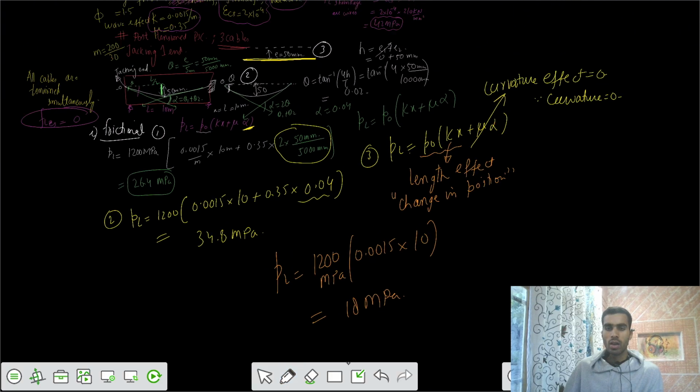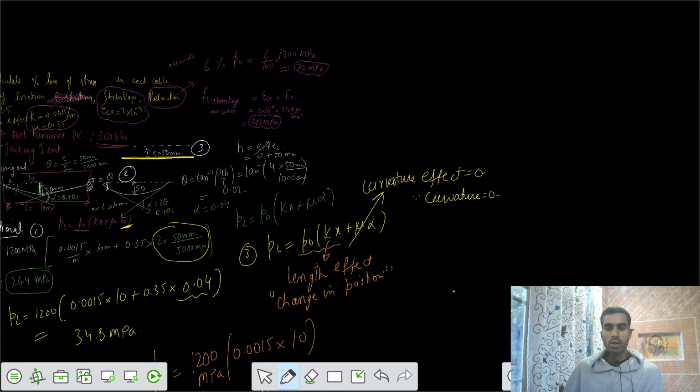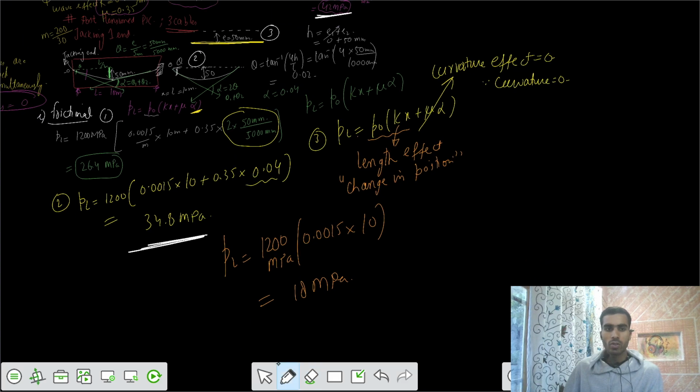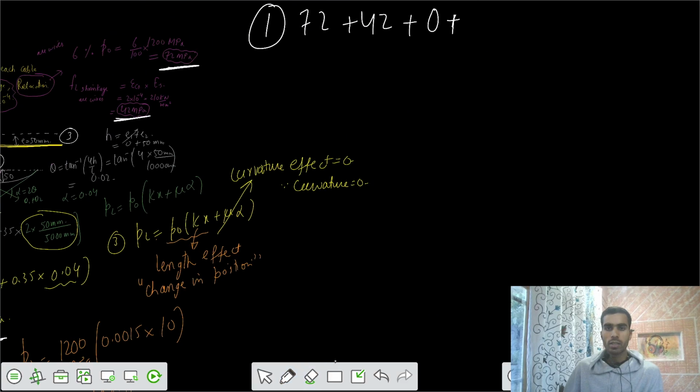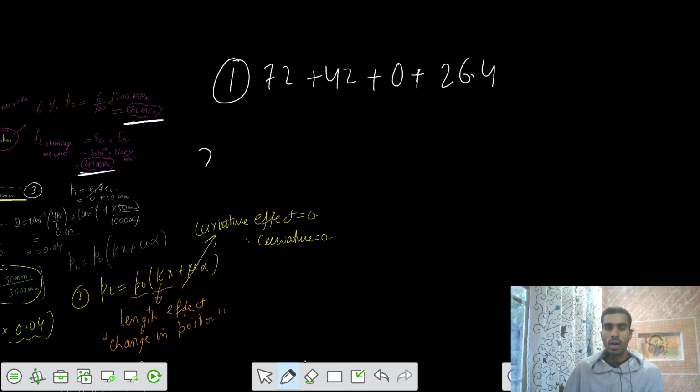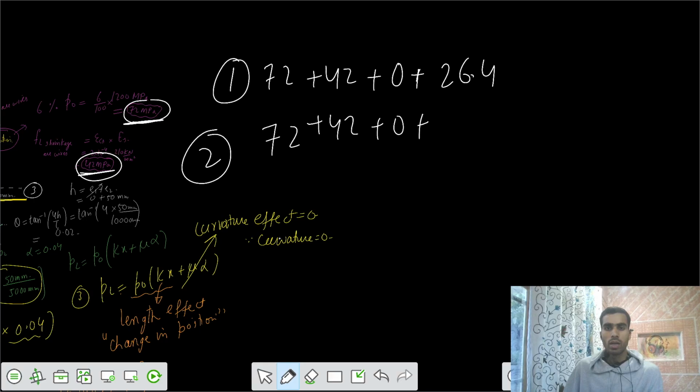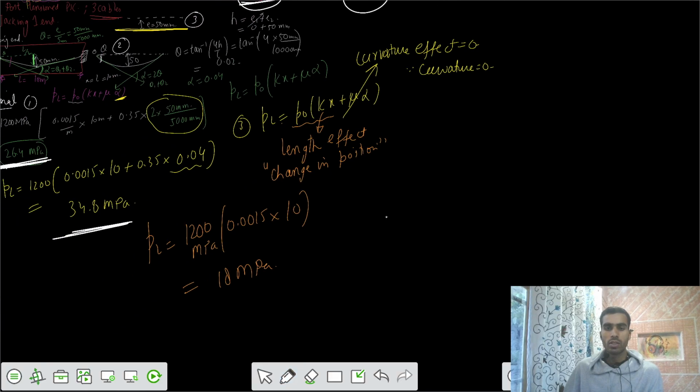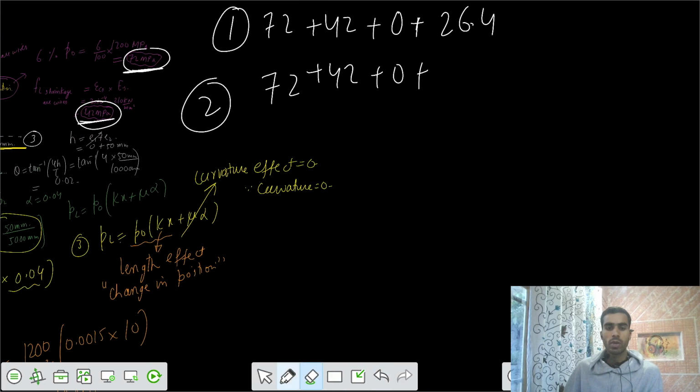Now, if we had to sum that, what is the total loss of stress in all those 3 wires? If I talk about the first wire, one loss of stress is your value of 72, one more value is 42, and because of the elastic shortening, we have 0 value, and because of the friction loss, this was your 26.4. And if I talk about the second wire, your initial values were the same for all: 72, 42 plus 0. After that, your friction value is changing. Frictional loss is different. That is 34.8. This is the only difference in all these 3 wires.